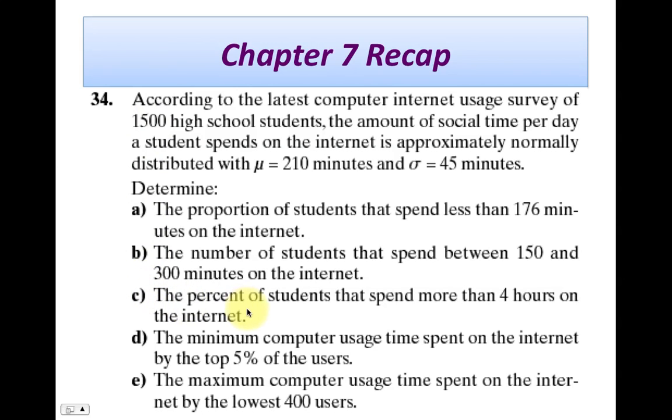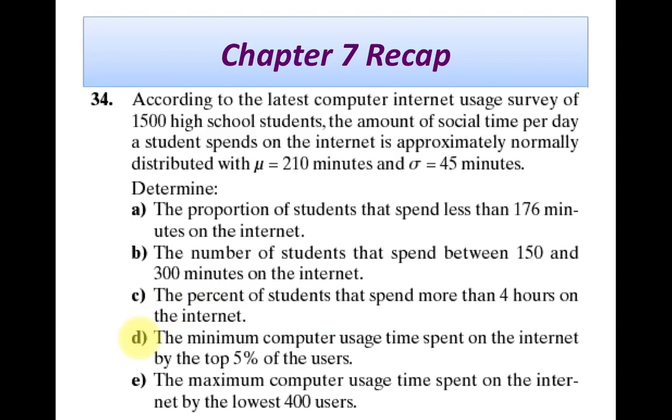Part C, the percent of students that spend more than 4 hours on the internet. Percent again is basically a proportion, but you're going to take your answer and multiply it by 100 when you get it. 4 hours. This question is provided to you in minutes, so you simply got to take that 4 and multiply it by 60 to turn it into minutes. But Part C again is a normal CDF question because you're finding a proportion of area, and after you find that proportion of area, just simply multiply it by 100 to get the percent.